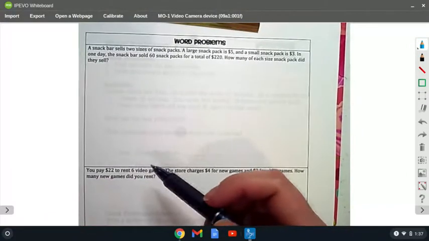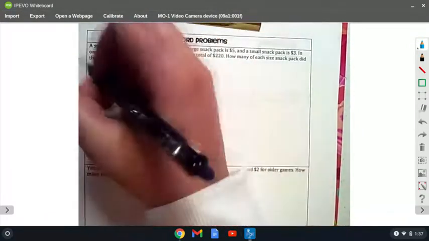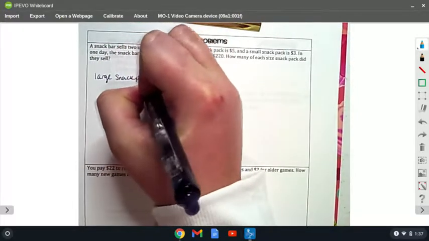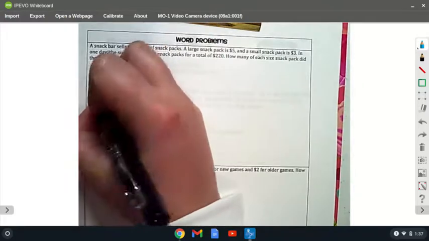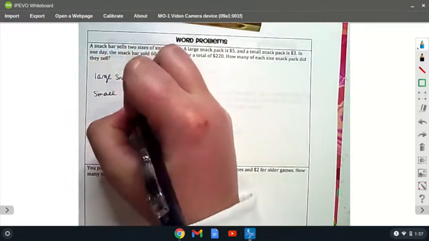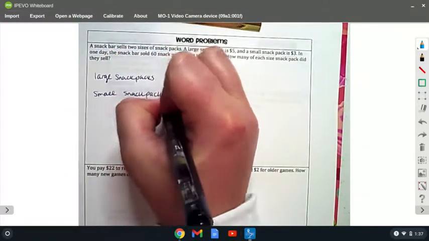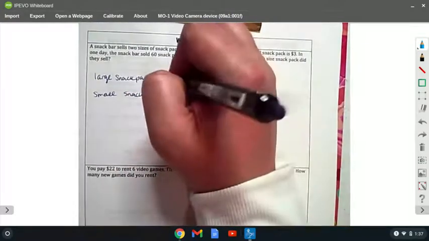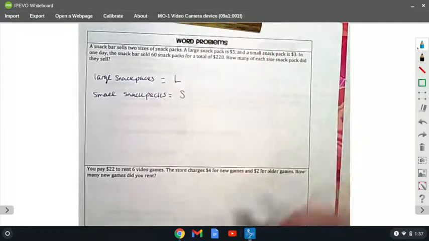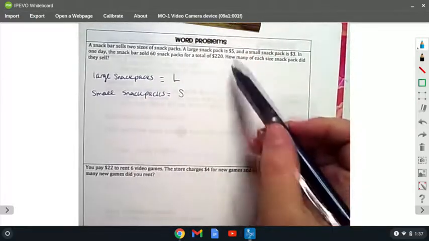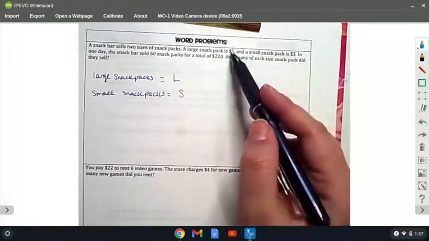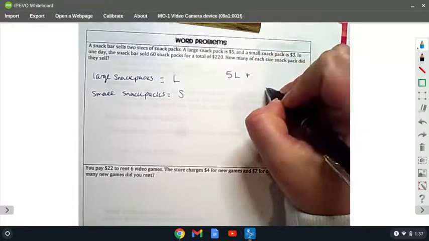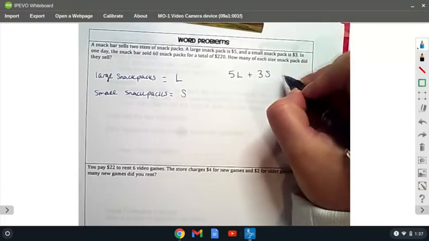A snack bar sells two sizes of snack packs. There are large snack packs and there are small snack packs. I'm going to call the large ones L, the small ones S, and they give us a price for each one. So it's $5 for the large, so 5L, plus it's $3 for the small, so 3S.